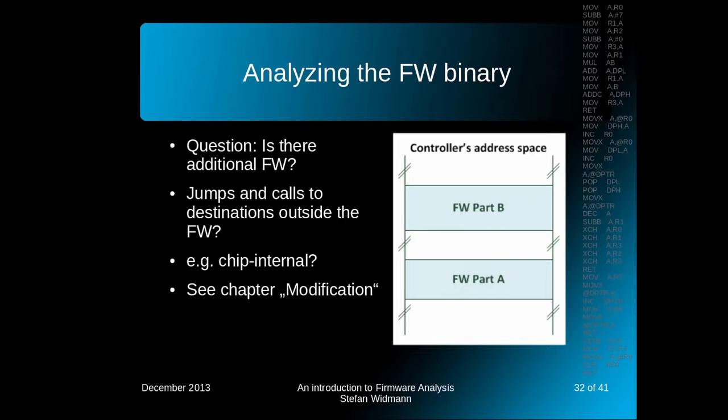Maybe the question arises, is there any additional firmware in this device? I see jumps and calls outside of our firmware we already know, although we have adjusted the load offset. Is it maybe chip internal? You can see it in the figure. Maybe we have only firmware part A and it is using a library in maybe chip internal and firmware part B. So we will have to see what we can do using a modification of the firmware.